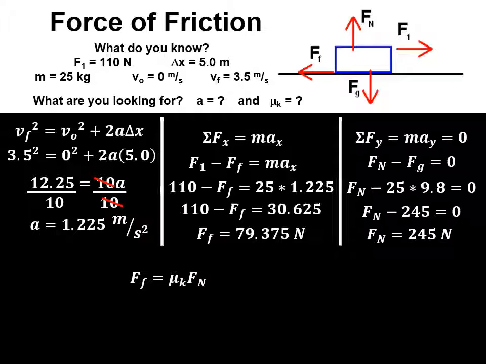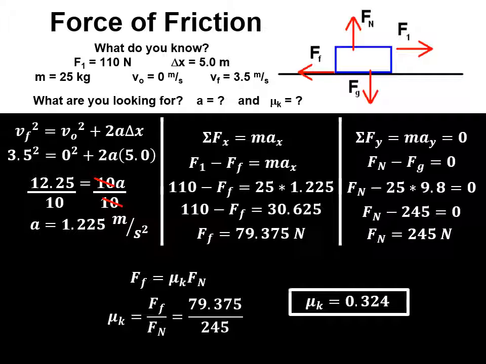So now that we have our force of friction, we have our normal force. We can plug both of those into this equation to find the coefficient of friction. So the force of friction, we take the normal force to the other side and divide. So that's going to be 79.375 divided by 245, and that gives us a coefficient of friction of 0.324. And there are no units and there's no negative. It's just a number. It's just a coefficient, which is a ratio.